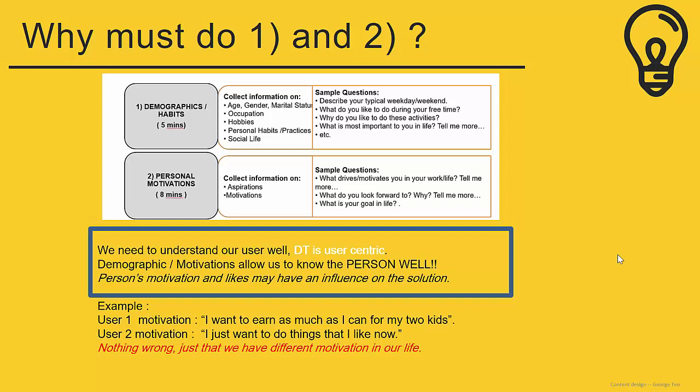The first user might say that, hey, this person wants to earn as much as he can for his kids. And that is where the solution that we design would focus around how much, or the monetary return. Whereas for user 2, this person just wants to do the things that he or she likes at this point in time. So if we were to offer freelance work to the second user, the kind of interface and the things we emphasize will be very different. We will talk more about freedom to choose, having the ability to decide what they want to work on and what they like.